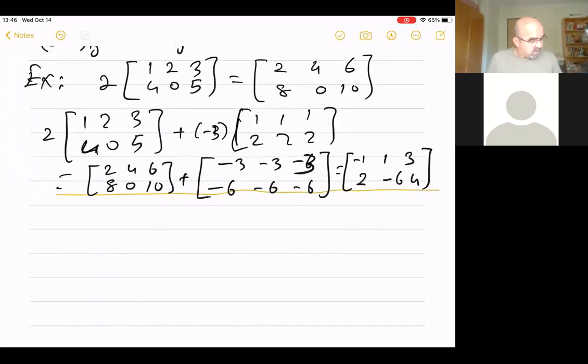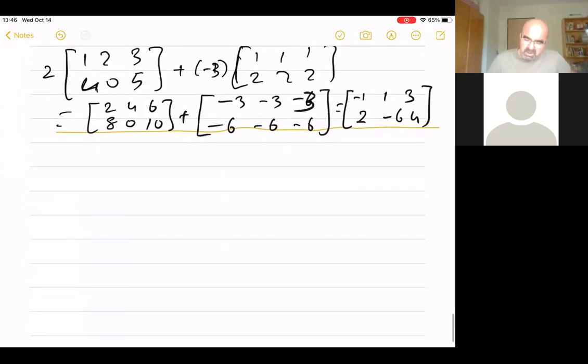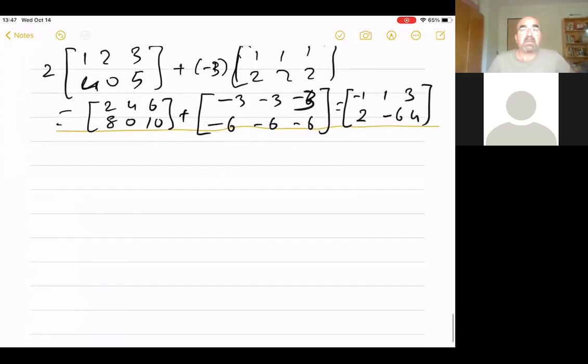Our main purpose for matrices is that the main objective of this course is to be able to solve systems of linear equations. And in order to solve systems of linear equations, we need these matrices.